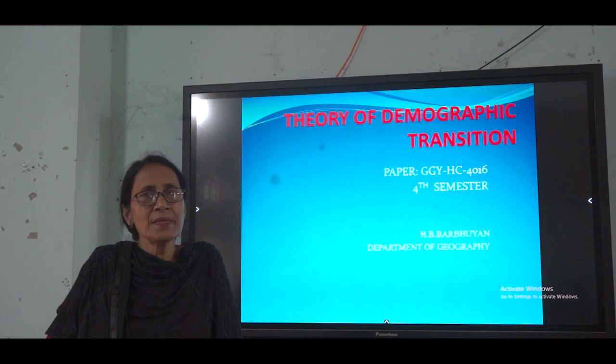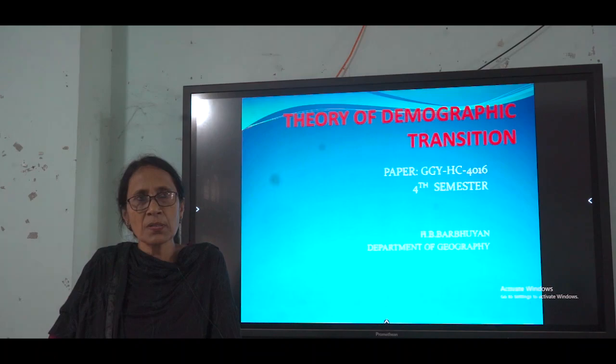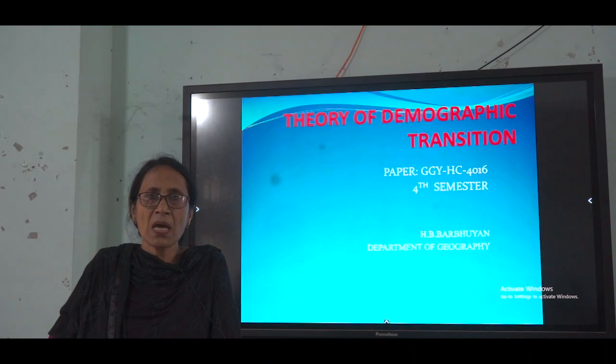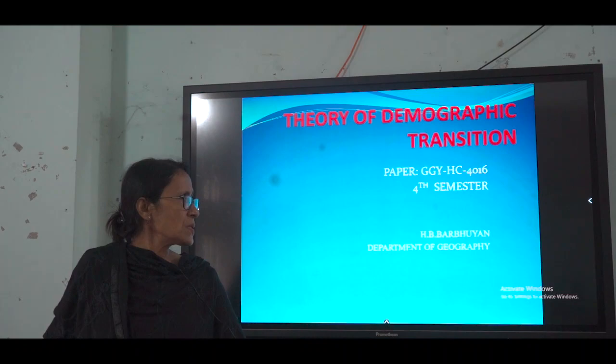Theorization of population is a very difficult task, and this type of theorization process in population geography is very old. Many economists like David Ricardo, Thomas Robert Malthus, Notestein, and Adam Smith were concerned about the population size, about the population number. Why is it very important? Because this plays a very important role.